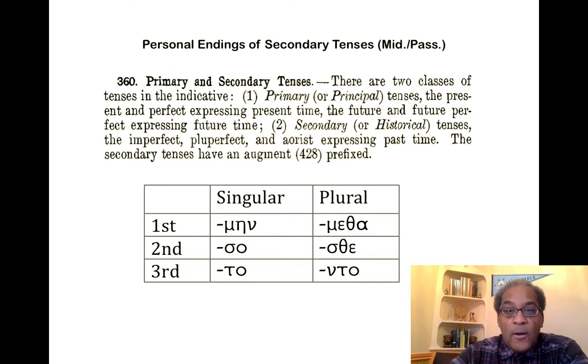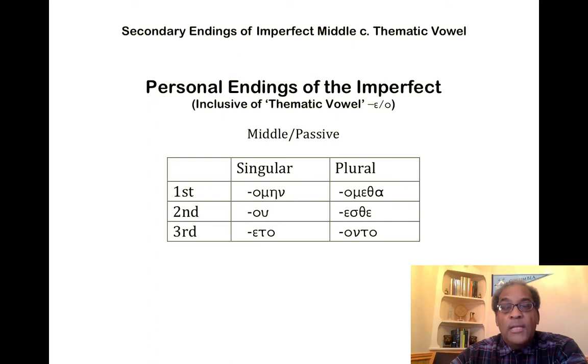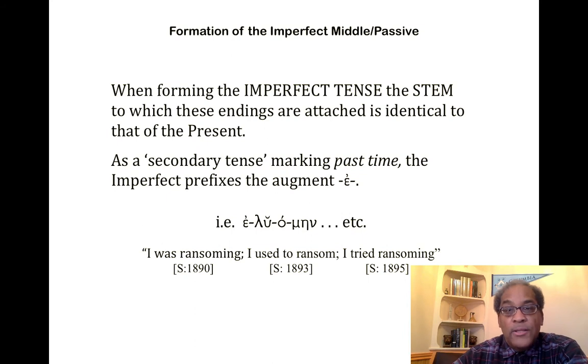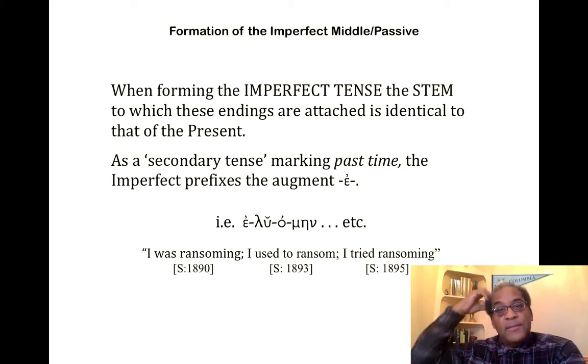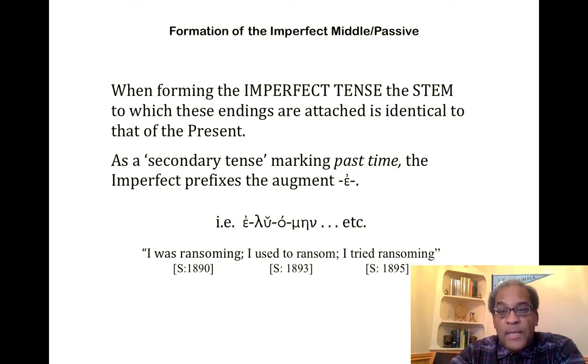Okay, so our endings again are -mēn, -so, -to, -metha, -sthe, and -nto. So if we add the thematic vowel, which we need to form the imperfect, as we'll see in a second, we have -omēn, -ou, and we'll talk about that phonetic operation, -eto, -ometha, -esthe, and -onto. So again, -omēn, -ou, -eto, -ometha, -esthe, -onto. Now, when forming the imperfect tense, the stem to which these endings are attached is identical to the stem of the present. As a secondary tense marking past time, the imperfect prefixes the augment e, or the other forms of the augment that we've talked about. So we come up with elu-omēn, elu-omēn.